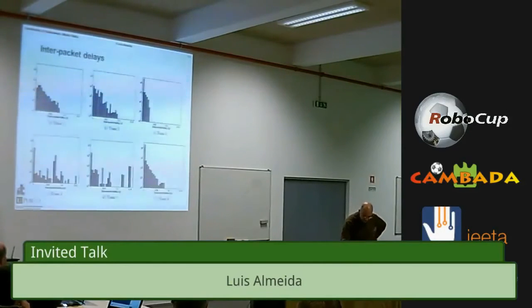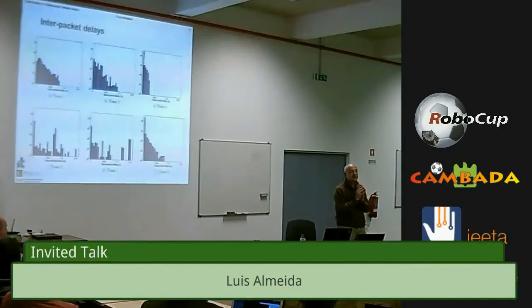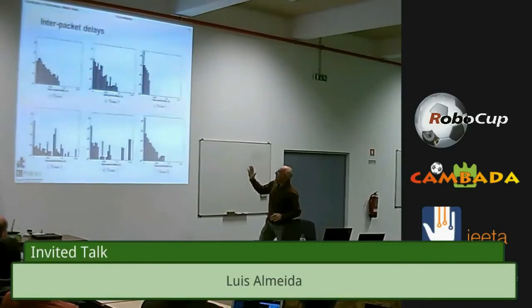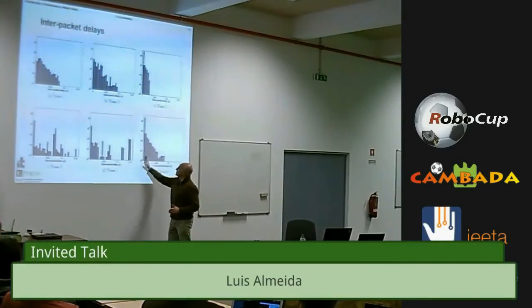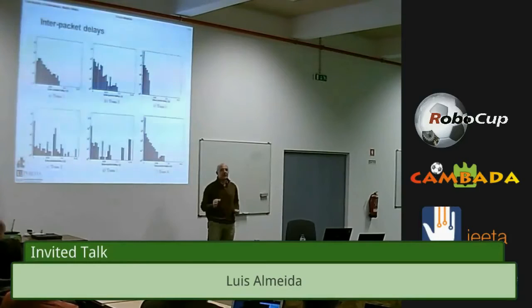And these are the inter-packet delays that we measured from the different teams. So how frequently were the teams transmitting? This is basically what it means. It's the histogram of the time differences between consecutive packets of the same team. And it's very interesting to see that we have a wide variety of situations. Whenever we have a close concentration towards zero, this means bursts. So teams that are sending a lot of information in very short periods of time.